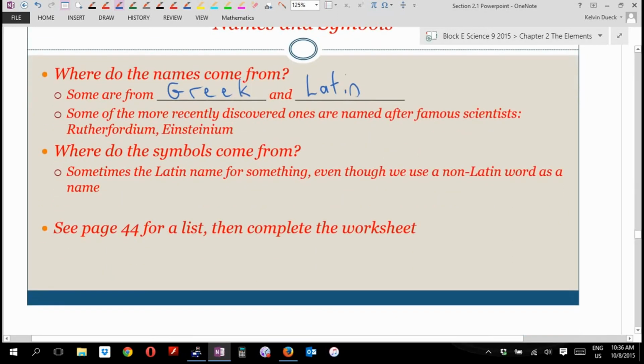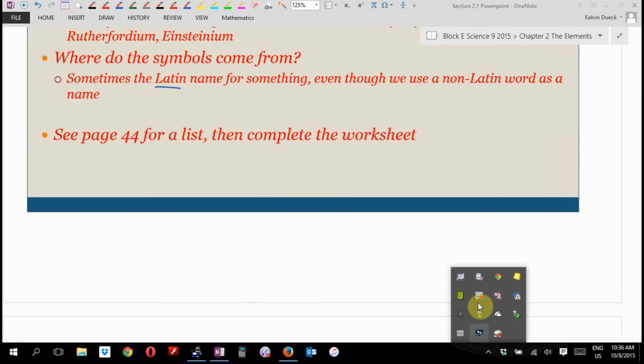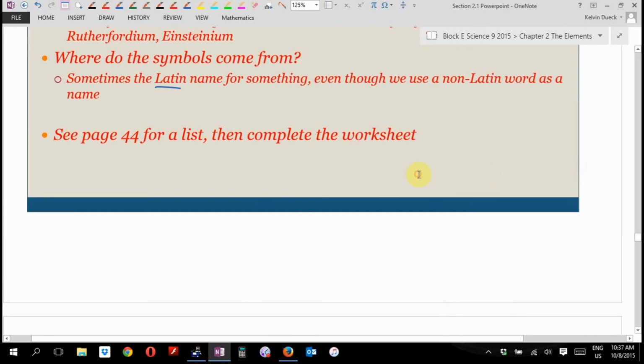Okay. Where do the symbols come from? Sometimes the Latin name for something, even though we use a non-Latin word as a name. Example, lead, which is Pb, because that comes from the Latin plumbum, or plumber, because lead pipes used to be made out of lead. Okay. It says, see page 44 for a list, then complete the worksheet. Let me just see what I'm talking about here. We might continue on, so let's keep going.